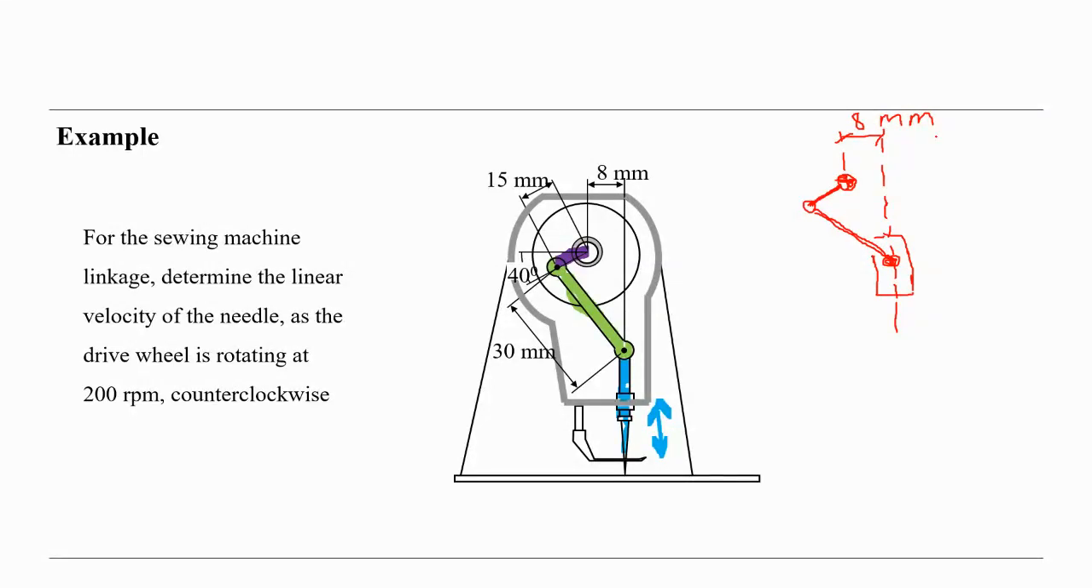This the sewing machine linkage, determine the linear velocity of the needle. So this is the needle, huh? This is the needle here shown in blue. So we have determined the speed of that, as the drive wheel is rotating at 200 RPM counterclockwise. So counterclockwise, that means in that direction. Same like we did in previous example.